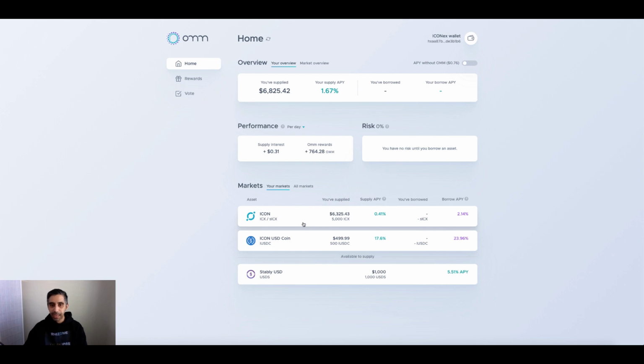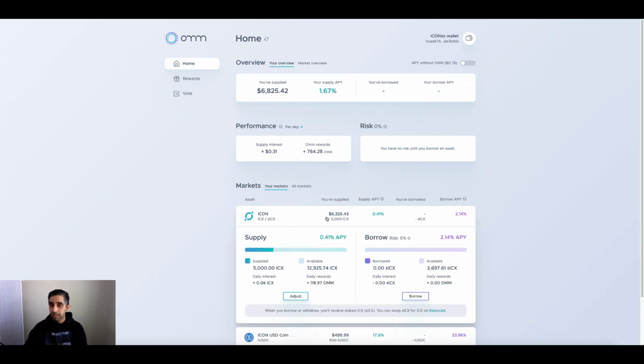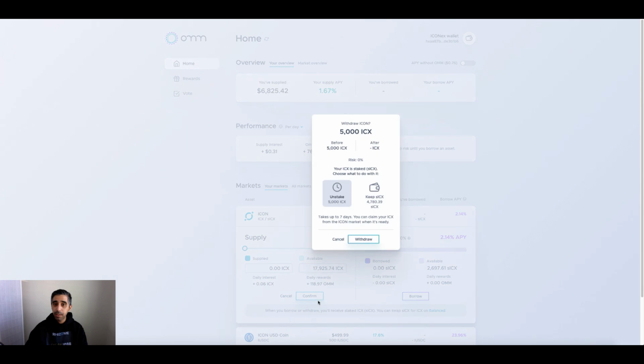So I've paid it back, and the next step is I've still got 5,000 ICX supplied, which is SICX, and I want to withdraw that now. So when I go to withdraw it, you go adjust, you slide it down, and then it pulls it all back, and you hit confirm. Now this is where you get your option, because remember when you supplied it, it staked it, and stakes it as SICX. So when you're going to withdraw it, it gives you two options. You can wait the 7 days, currently, if that's what the process is to unstake ICX, or you can just keep SICX.